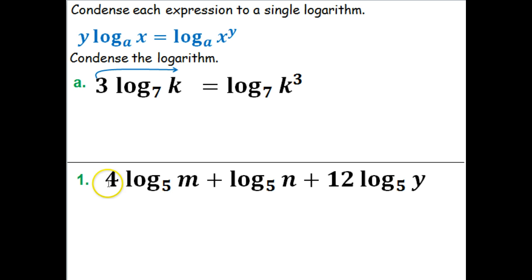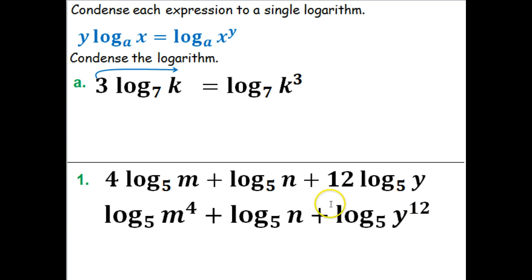I've got a 4 here. This 4 will turn into my exponent for the m. This one here is just a 1, so I don't need to really do anything there. This one over here, though, this y, has a 12 right here. This 12 needs to be moved to the exponent of the y as well. So we're going to do that as our first step. And we'll notice here I've got m to the 4th, and that 4 came from right over here. This one stays the same. This one I had a 12 out in front. That means I moved that to the exponent. Okay, these are a little bit more condensed. We're not done with it yet, but we're on our path, if you will.